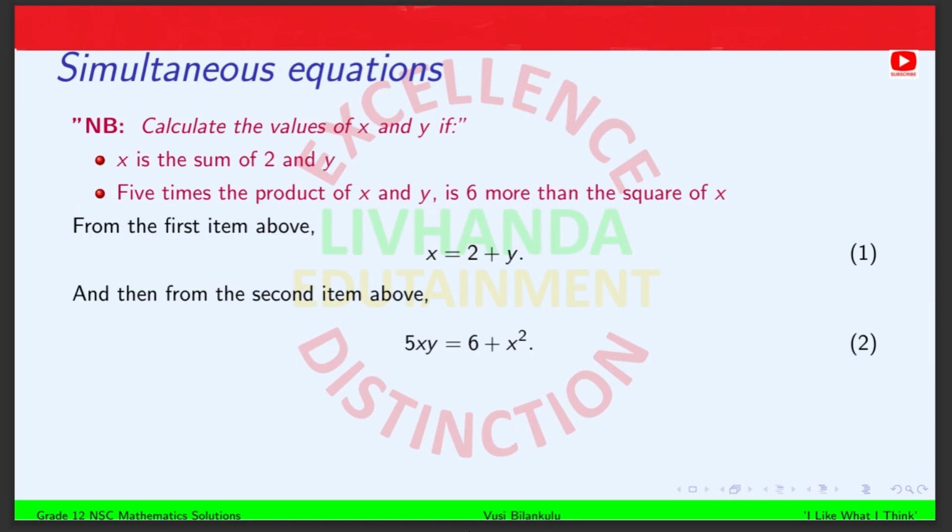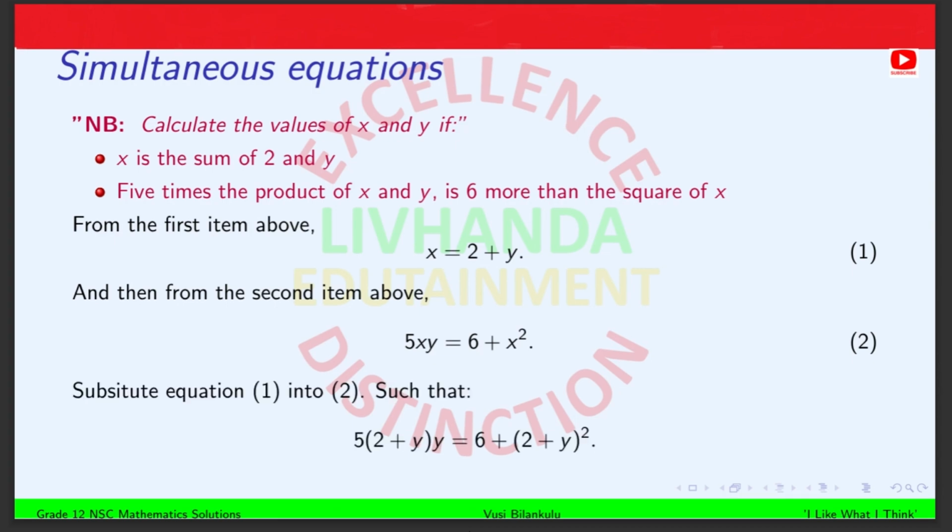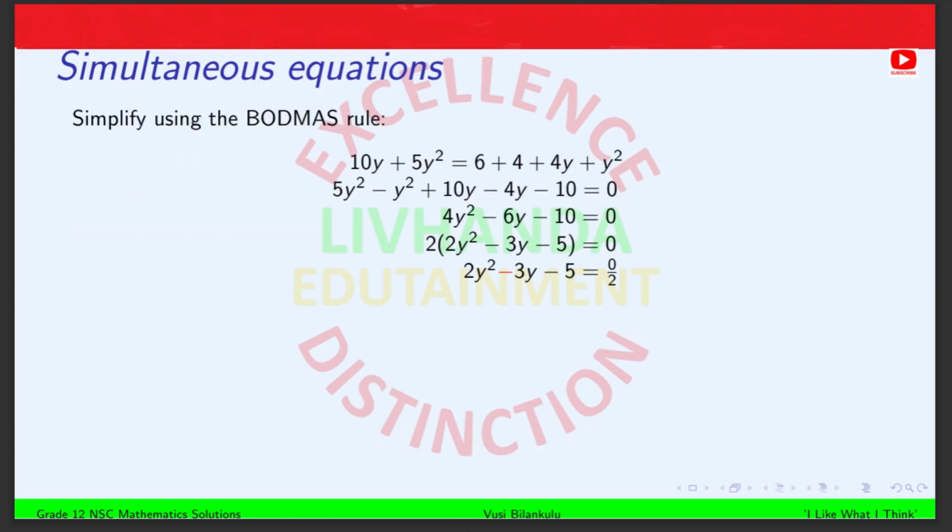Suppose simultaneous equations of x and y are defined such that the first equation is defined by x is the sum of 2 and y. The second equation is defined by 5 times the product of x and y is 6 more than the square of x. Substitute equation 1 into equation 2 as shown in this slide.